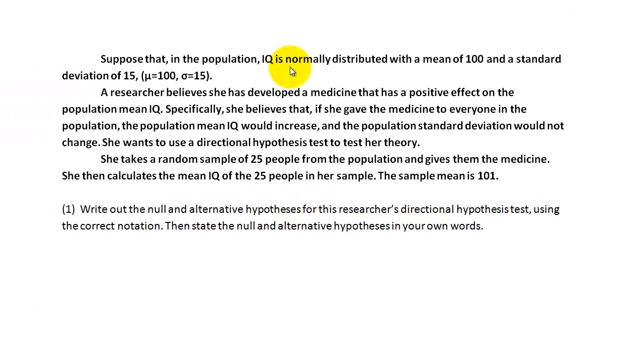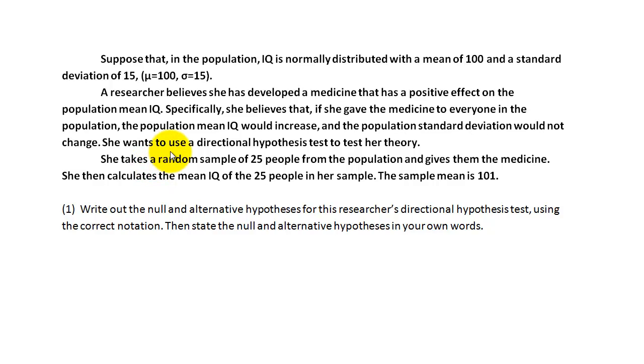IQ is normally distributed with a mean of 100 and a standard deviation of 15, mu 100 sigma 15, for the population. A researcher believes that they developed a medicine with a positive effect on population mean IQ. Specifically, she believes that if she gave the medicine to everyone in the population, mean IQ would increase, and the population standard deviation would not change. She wants to use a directional hypothesis test to test her theory. She takes a random sample of 25 people from the population and gives them the medicine.